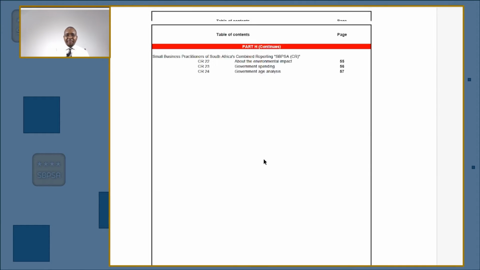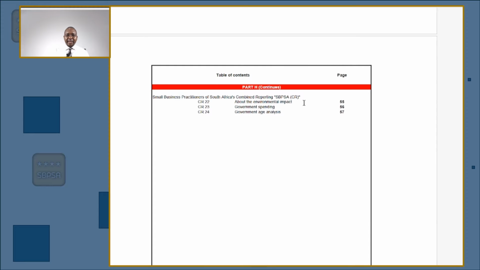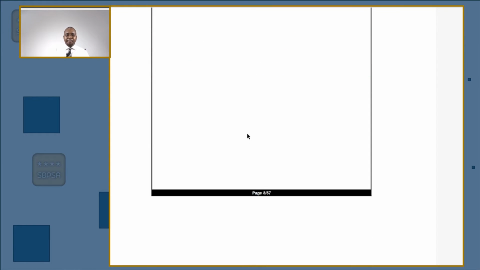What's important here is that I like this part of government spending and government age analysis, because what SPPSA is saying there is, if you're doing business with government, tell us which departments you are dealing with so that we can understand which departments are not paying the businesses on time. And remember, the future of these businesses depends on government paying on time, because most of the businesses are doing business with government there.